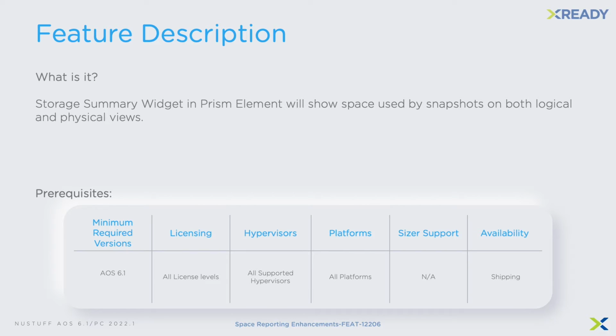Once it starts reaching thresholds, there are different color-coded patterns. And also there was an additional view detail section added to Prism Element in the stored summary widget that customers asked us for more visibility into the environment. This particular feature builds on that and also will now show space used by snapshots in both logical and physical views.